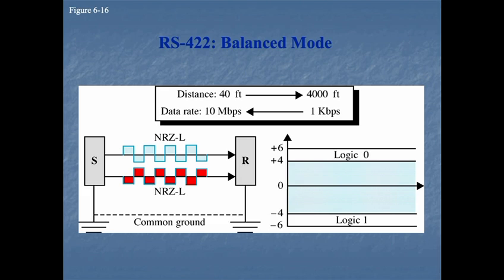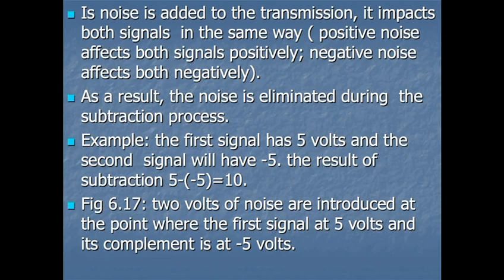As noise is added to the transmission, it impacts both signals in the same way. Positive noise affects both signals positively, negative noise affects both negatively. As a result, the noise is eliminated during the subtraction process. Example: the first signal has 5 volts and the second signal will have -5. The result of subtraction, 5 minus -5, equals 10.